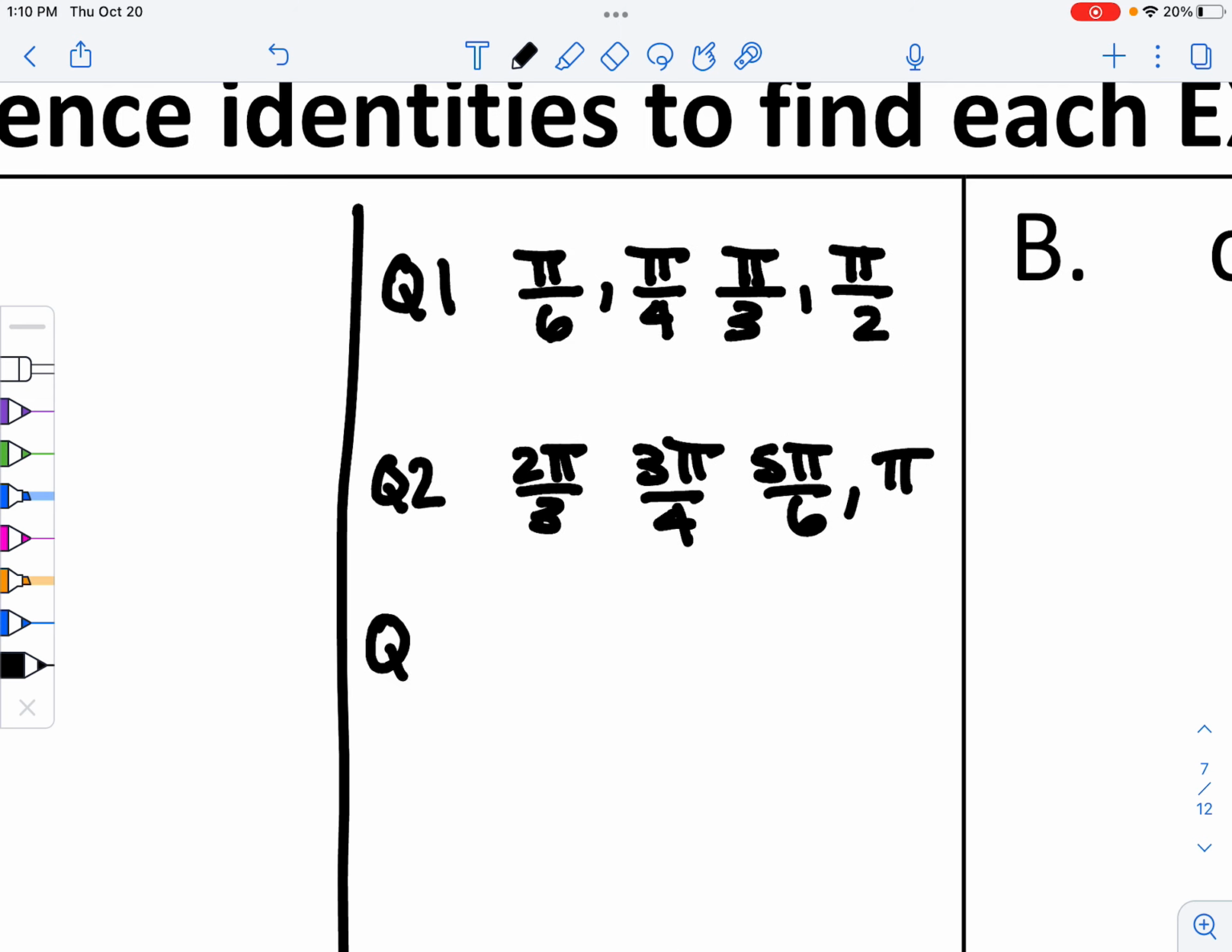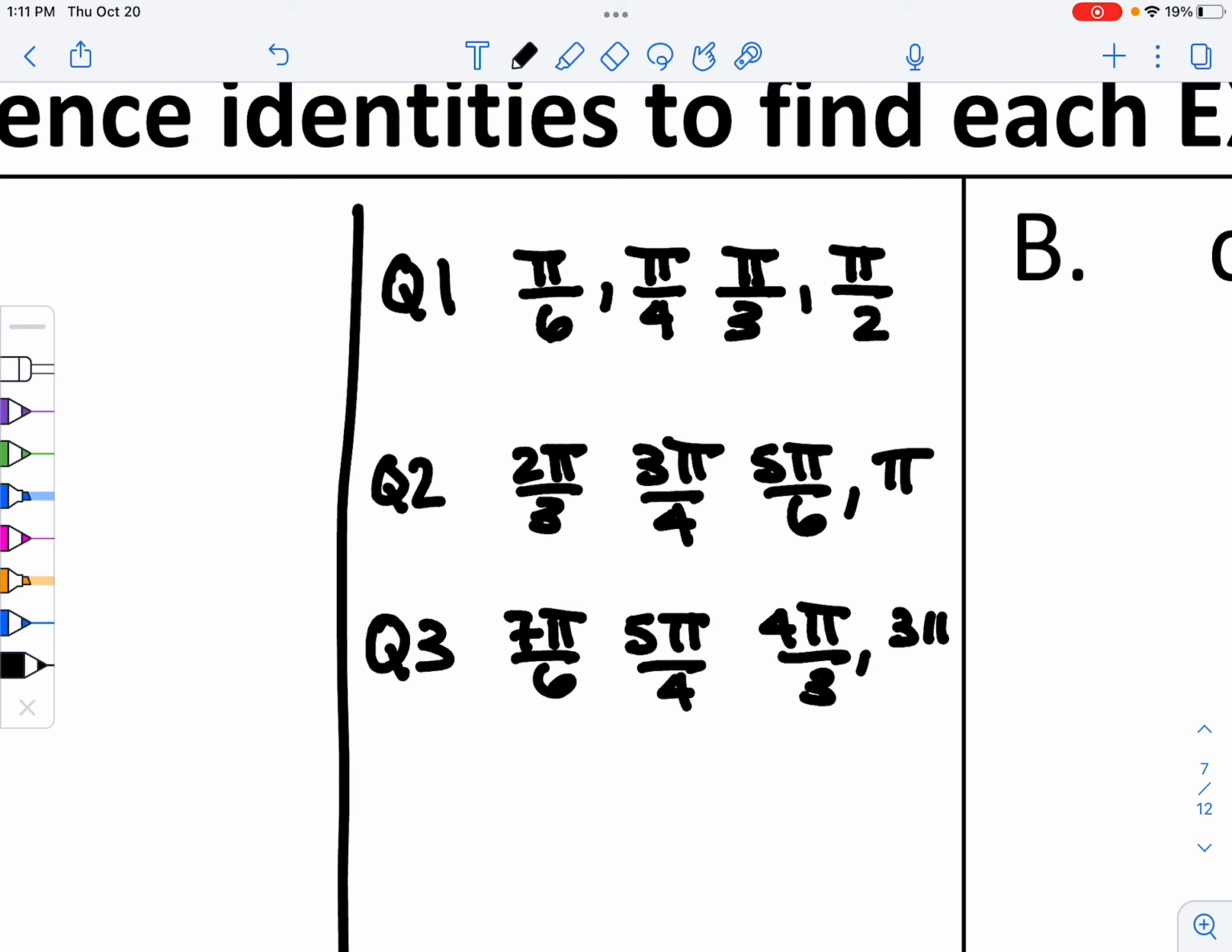My quadrant 3 ones that I know, these are all my 30, 60, and 45 degree reference angles. I would have 7 pi over 6, 5 pi over 4, and 4 pi over 3. There's my 30, my 45, and my 60 degree reference angle. And then I'm back on the 270 or the negative y-axis. This would be 3 pi over 2.